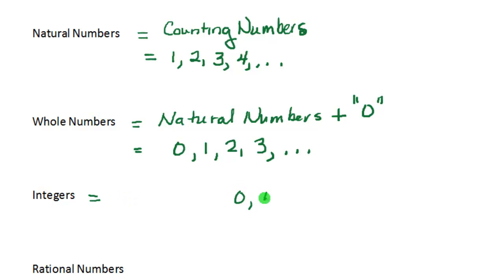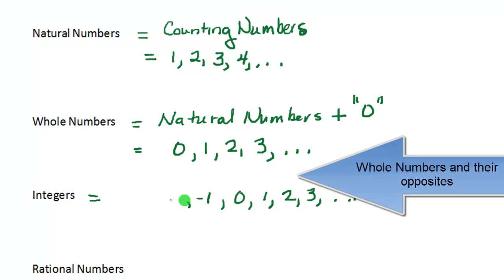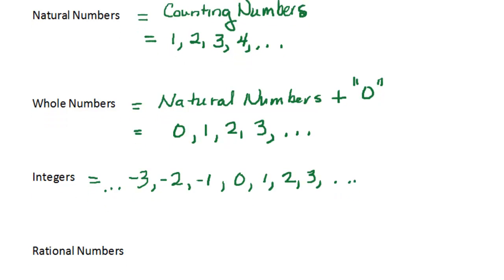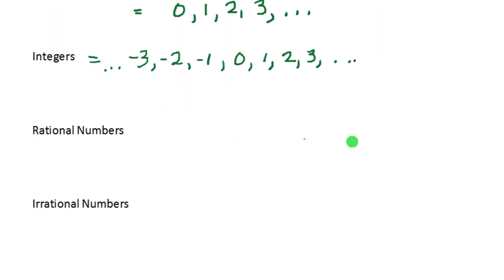include the natural numbers. Now the integers include the whole numbers, but they also include their opposites. So you're going to have the negatives of the whole numbers, and we call those the integers. Whole numbers then are part of the integers, and natural numbers are also part of the integers.